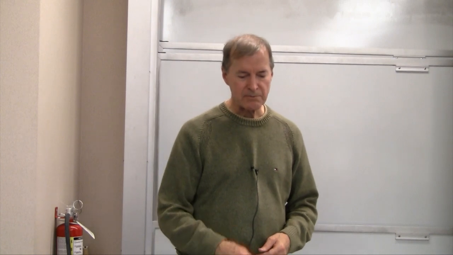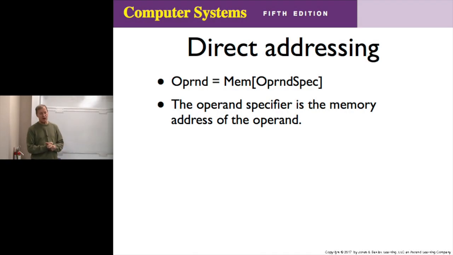Okay, so now all of our examples today are going to use direct addressing. Now, in this slide, we have a definition of direct addressing. All right, so now, in direct addressing, the operand specifier is the address in memory of where the operand is. Do you see what we're saying? The operand specifier is the memory address of the operand.